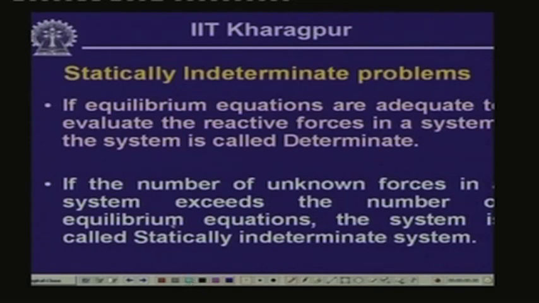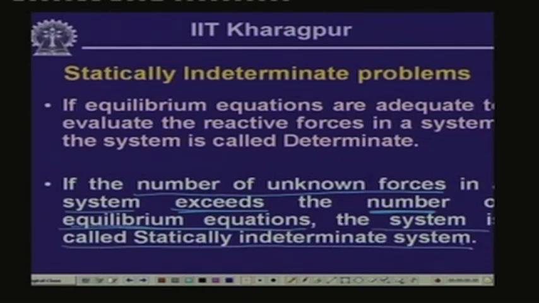So, this is what is indicated here. If the number of unknown forces in a system exceeds the number of equilibrium equations, then the system is called a statically indeterminate system. The system is indeterminate because we cannot solve the unknown forces using the equations of equilibrium, but that does not mean that we cannot evaluate the unknown forces for those indeterminate systems.